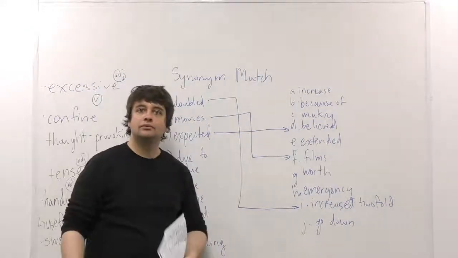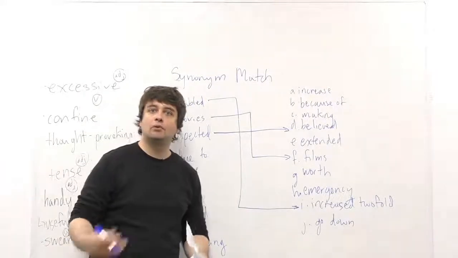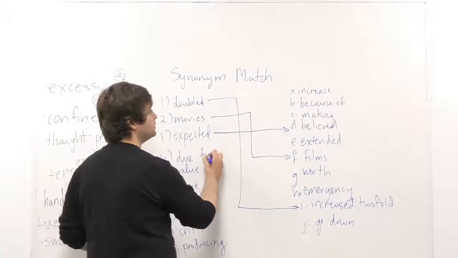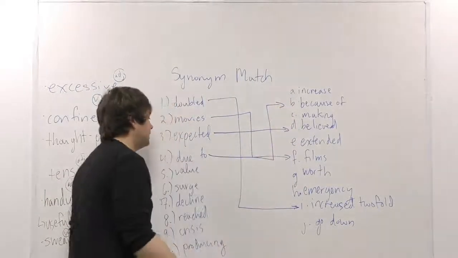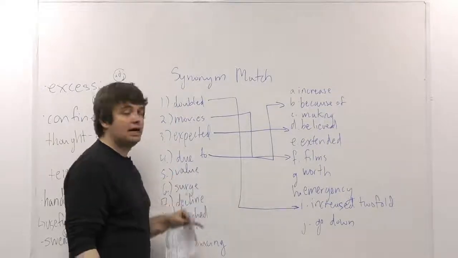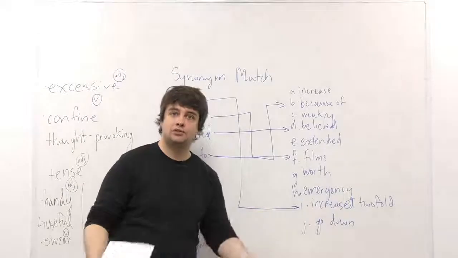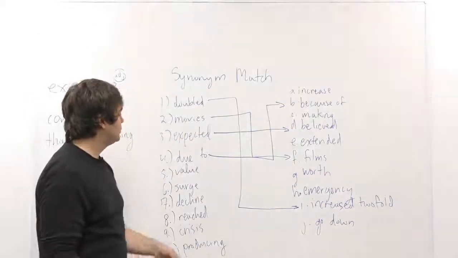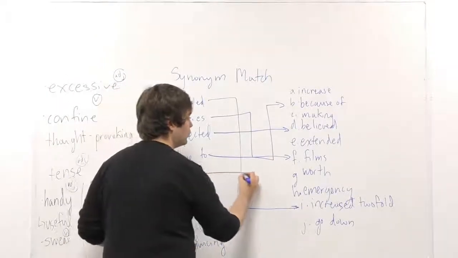Okay, 4 we have due to, right? Due to the rain, I'm not going to go out for a walk today. Because of the rain, I'm not going to go out for a walk today. So of course, due to is connected to B, because of. Okay, 5, value. Value is how much something means to you, what monetary value you might place on it. So of course, value is pretty simple. That is connected to G, to worth.